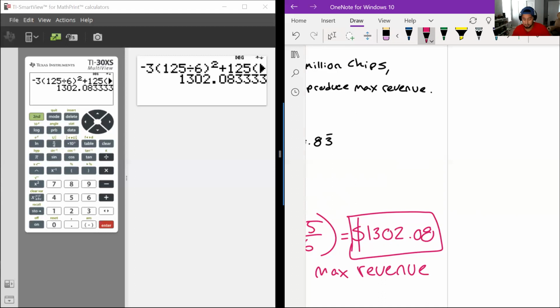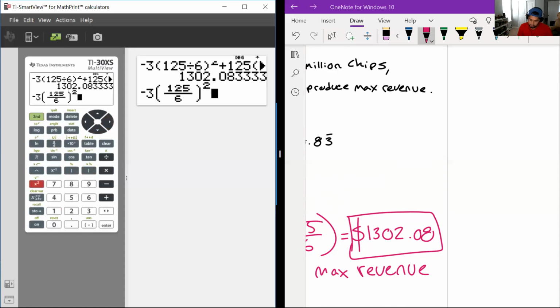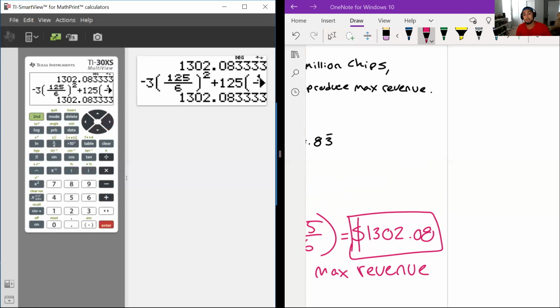Okay, awesome. Also, with the fancy calculators, you don't have to type it in as 125 divide 6. You can do the fraction button: 125 over 6 squared plus 125 times the fraction button, and get the same thing. It's neat.